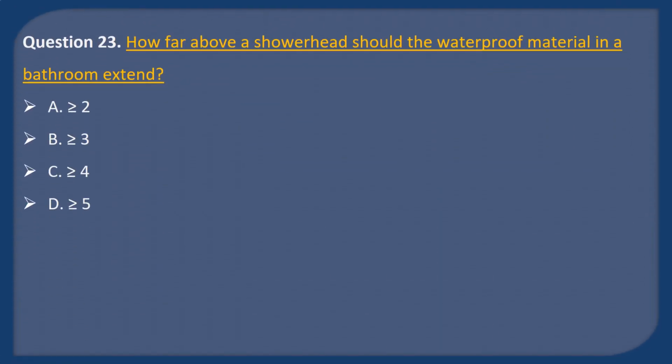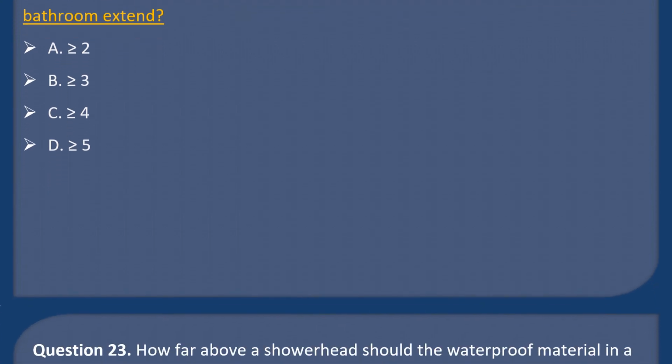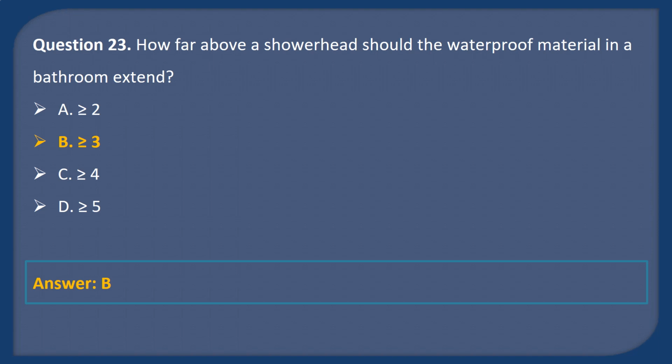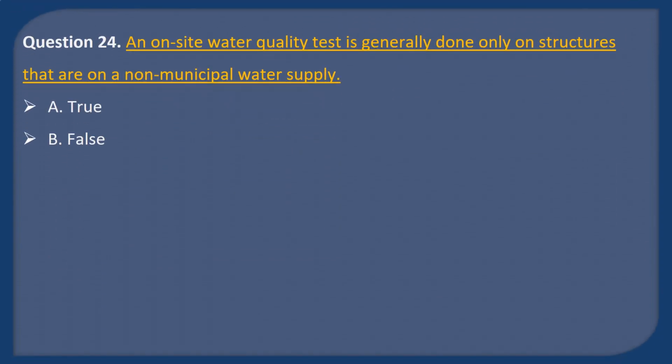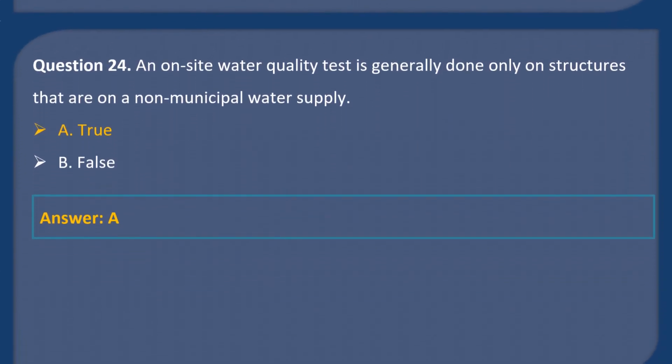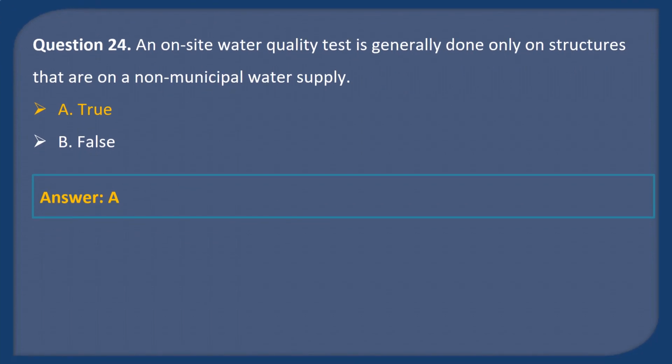Question 23. How far above a shower head should the waterproof material in a bathroom extend? A. 2, B. 3, C. 4, D. 5. Answer B. Question 24. An on-site water quality test is generally done only on structures that are on a non-municipal water supply. A. True, B. False. Answer A.